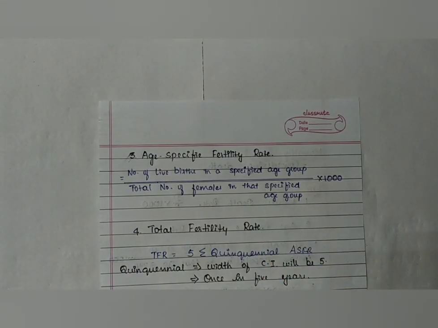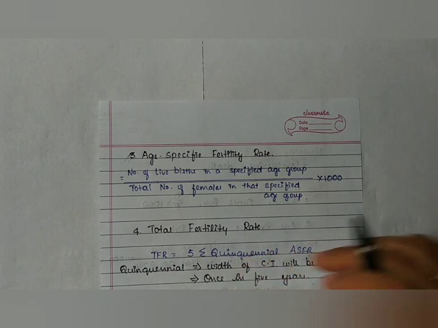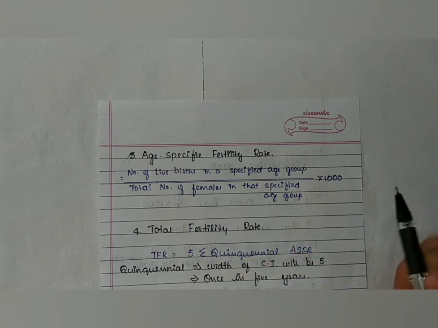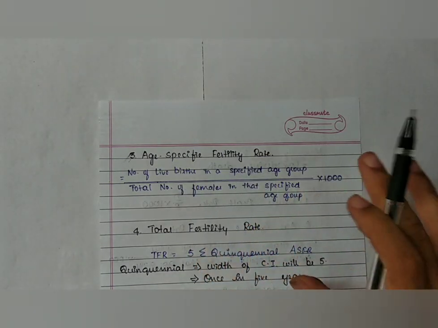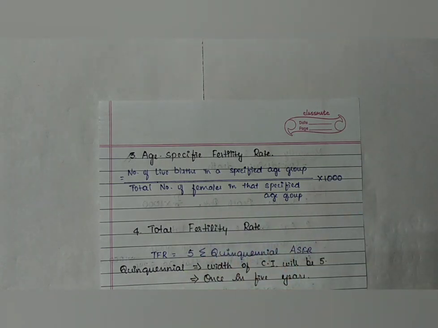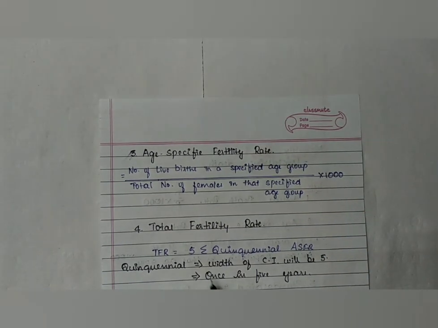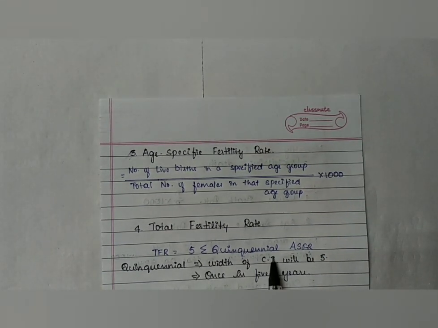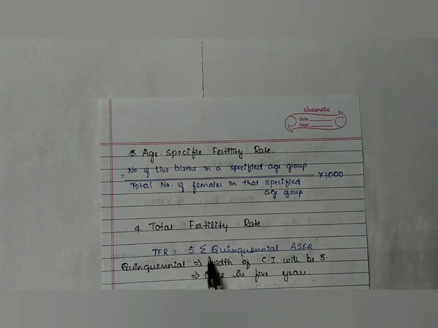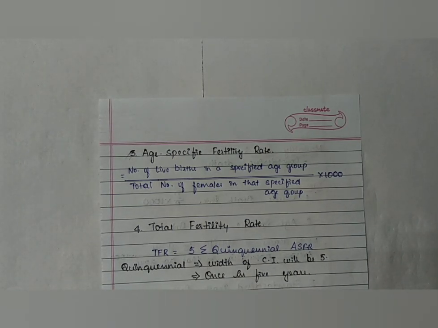So the next one is age specific fertility rate. Here again, this is calculated for every given data, that is for every class interval. We will be calculating the ASFR individually using this formula. And the last one is total fertility rate. It is just a continuation of ASFR, and here the formula is 5 times the summation of quinquennial ASFR. So summation of ASFR is multiplied by 5. So that's it about the fertility rate.